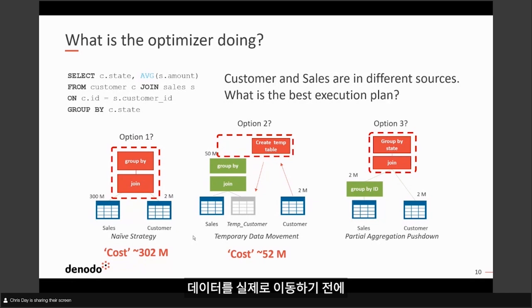Option 3 is where Denodo is unique. Before we actually start moving data around, we're taking a look at the query to see what the query is actually asking for. And we can see that there's aggregations being asked for. So let's do the aggregations first. We aggregate the sales. When customer doesn't get aggregated, the end result is that we're moving 4 million rows of data. By far the cheapest cost. And so given these options, we would choose option 3.